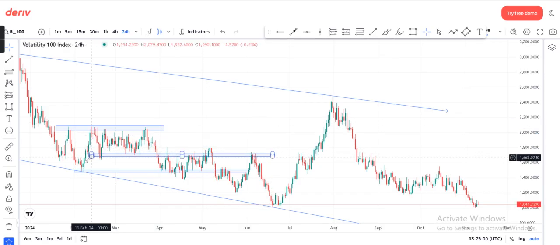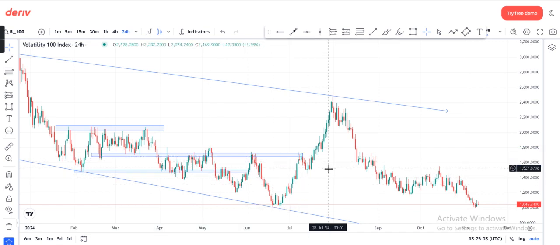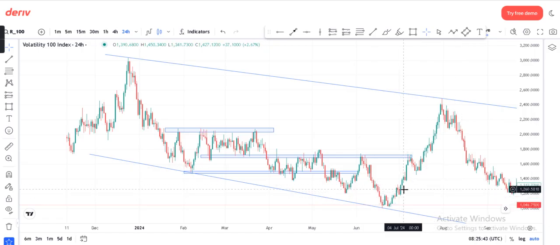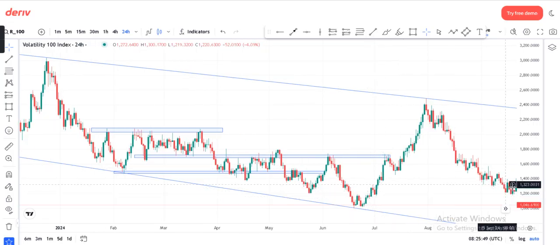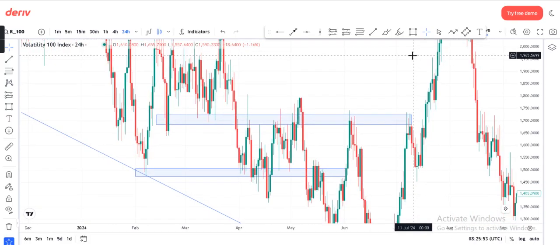We want to just drag this particular level of support, which turned into resistance at this point. So you can see how the market reacted. And you see, the market reacted to it several times. You understand? So this particular thing, it's not like any big deal. It's just something you can easily see with your eyes on the chart.